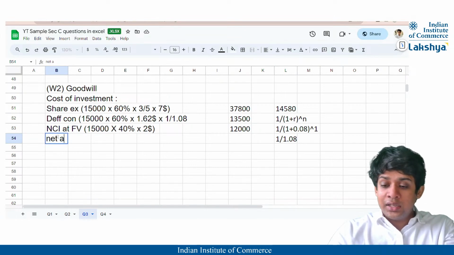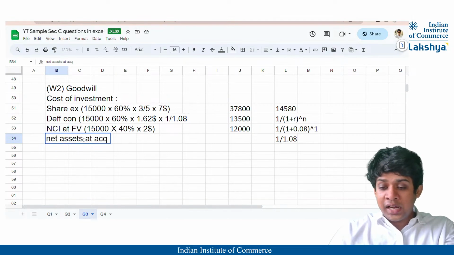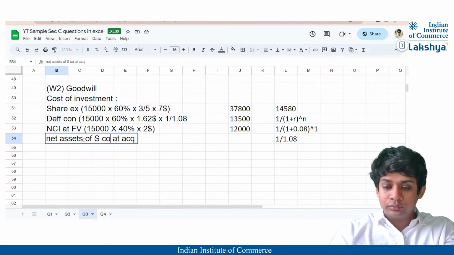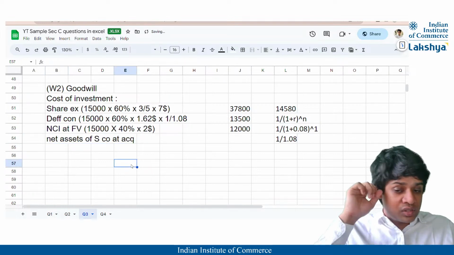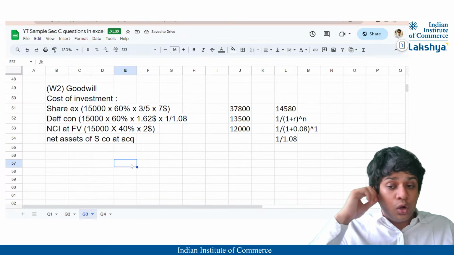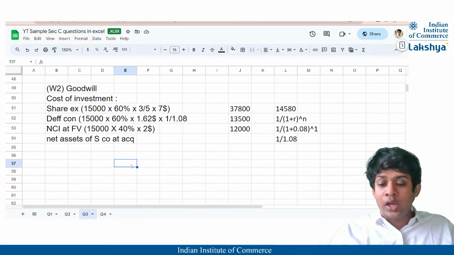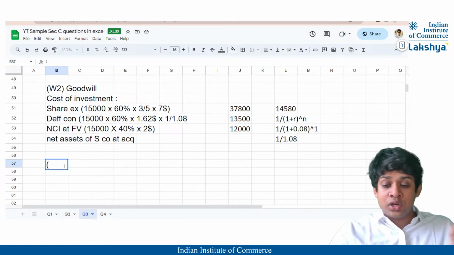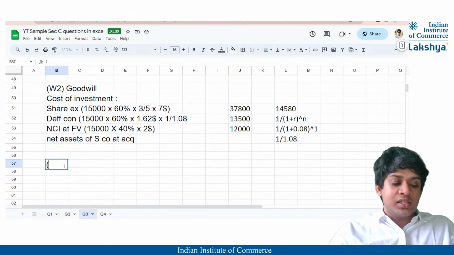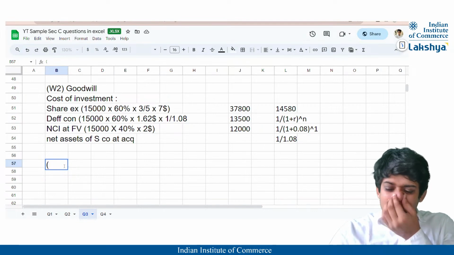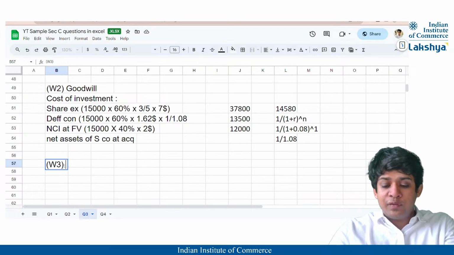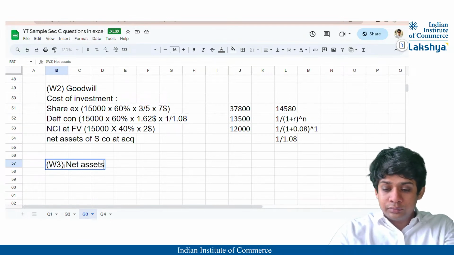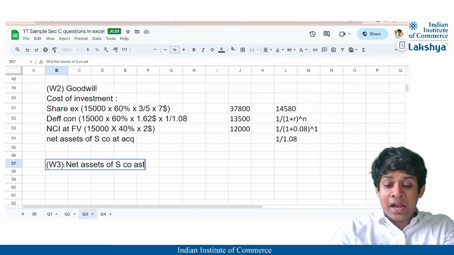Now I'll just state net assets at acquisition, right? The net assets of subsidiary at acquisition, right? Now I have to calculate net assets of subsidiary at acquisition. So I'm not preparing the whole working note again for that. Okay. I'll just show you. I'm just preparing a separate working note, but I'm not doing the post acquisition, the reporting date and all that for it. We'll just directly solve values. Okay. So working note 3 I'm preparing for your net assets of subsidiary company at acquisition. I'm doing it only for at acquisition.